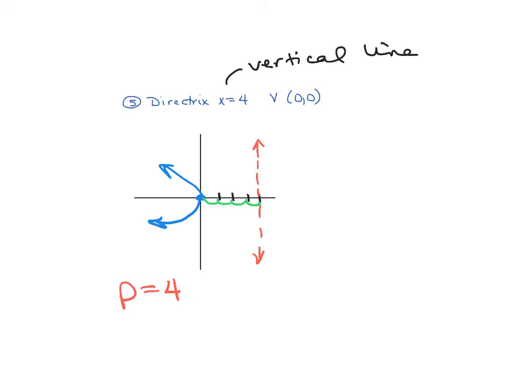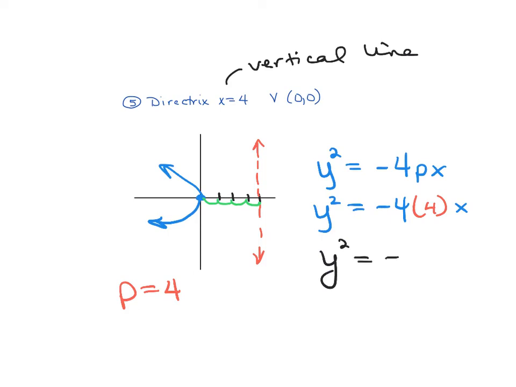Okay, so now I know that my graph is opening to the left, so it's going to be y squared. And because it's opening left, it's going to be a negative 4p. And again, my p-value was 4. So negative 4 times the p-value, which is 4, and then I'll put the x. I'll multiply them. And my equation is y squared equals negative 16x.